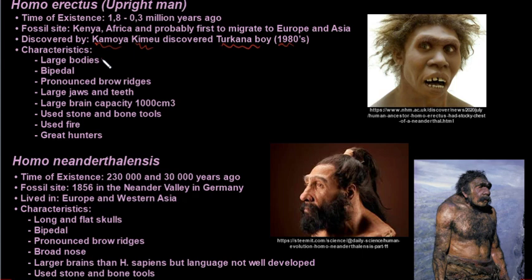So the characteristics here: large bodies, bipedal, they had pronounced brow ridges, as you can see, large jaws and teeth, as you can also see there. They had a larger brain capacity, around 1,000 cubic centimeters. They used stone and bone tools. They also were able to use fire, and they were great hunters.